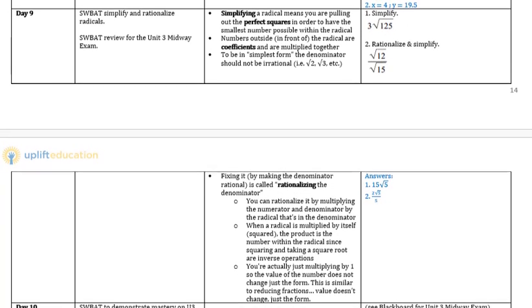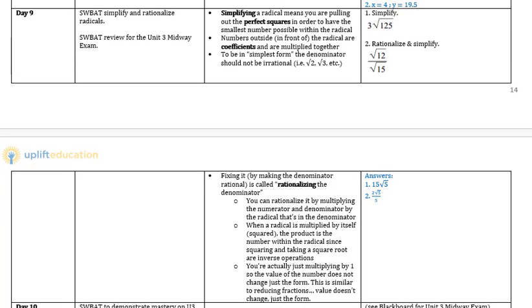Day 9, you're simplifying and rationalizing radicals. That's a pretty big deal, and it's sometimes very difficult for scholars to understand. One way that I teach this is I ask them what number I can multiply any other number by and the value not change. So the answer is 1. I can multiply 2 by 1 and still get 2. Or I can multiply -1/3 by 1 and still get -1/3.